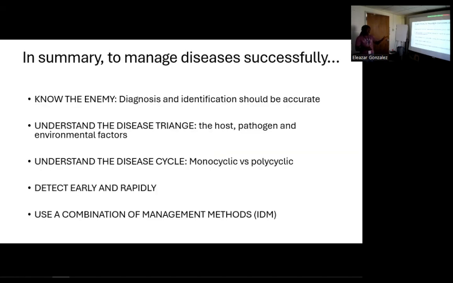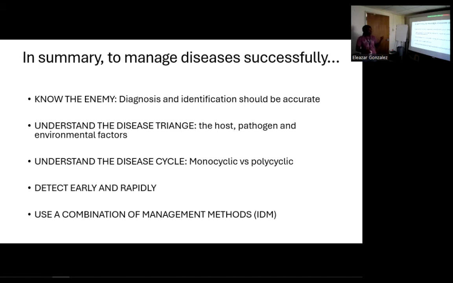Next slide. And so in summary today, I guess the take-home is that to manage your disease successfully, whether it's on tree fruit or any other plant, you want to know the enemy. The enemy here is a pathogen. Know the enemy, otherwise you will not know what to do, which is why accurate diagnosis and ID are important. And then understand the disease triangle. What's the host? What's the pathogen? What's the environment? So that we know what variables are needed for disease to occur.